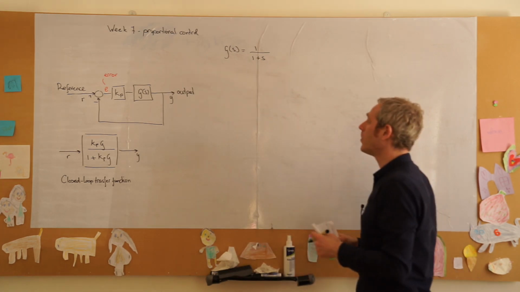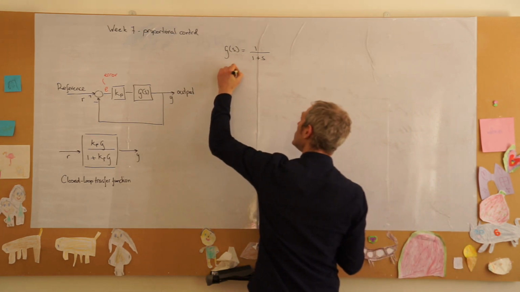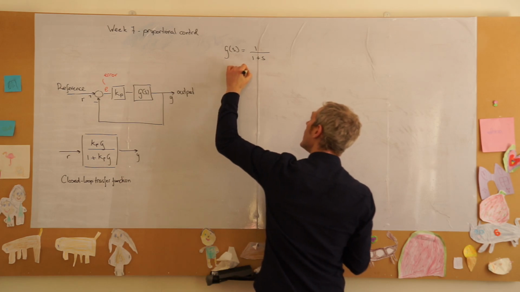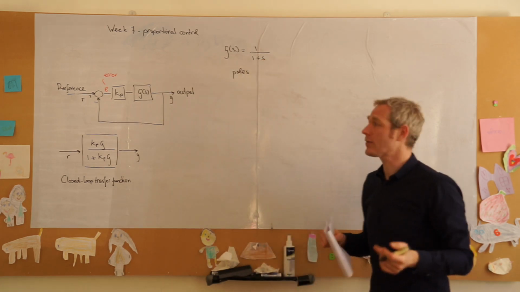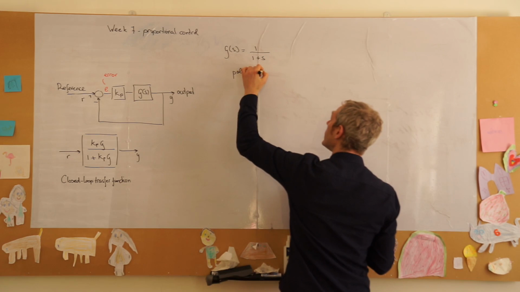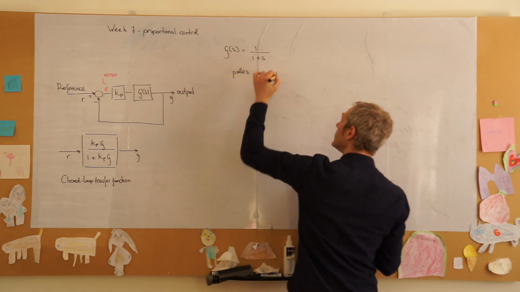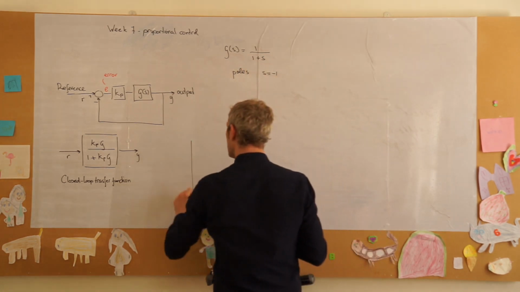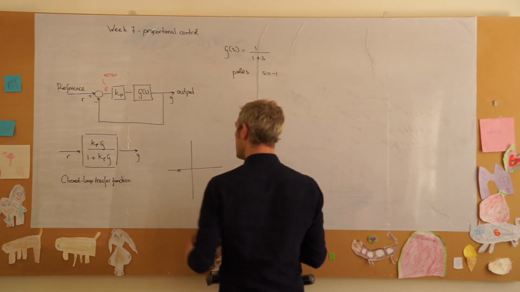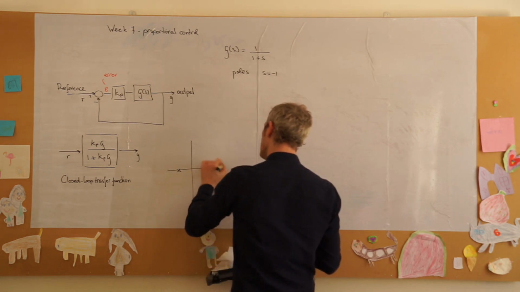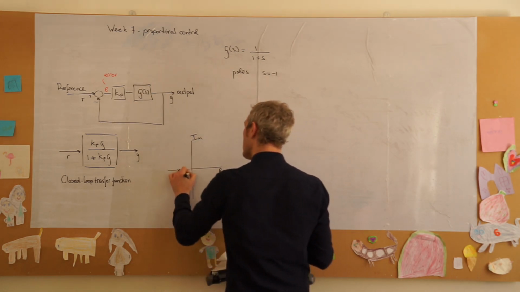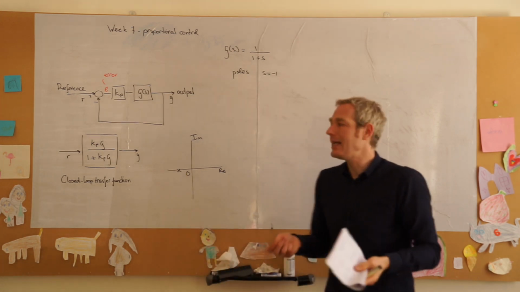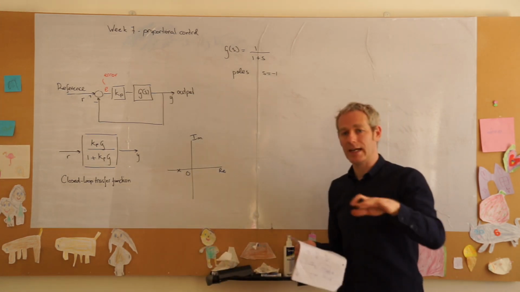Now let's look at the poles of G(s). The poles are the roots of the denominator of the transfer function, and we only have one here, and that is s is equal to minus 1. And if we plot that in the complex plane, it is here, if we have our real axis, our imaginary axis, and the origin. So our system is stable. It has an exponential decay.